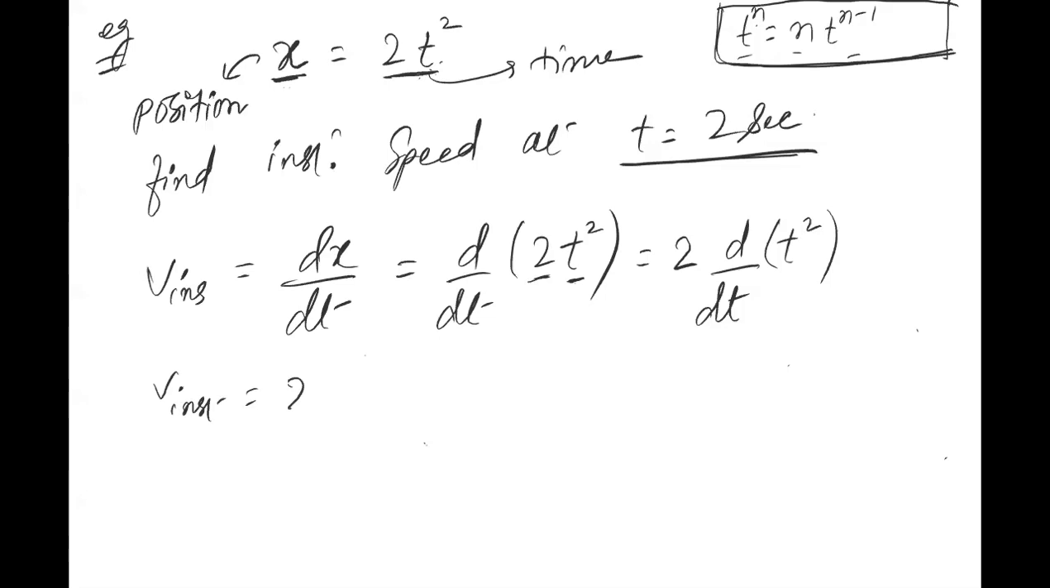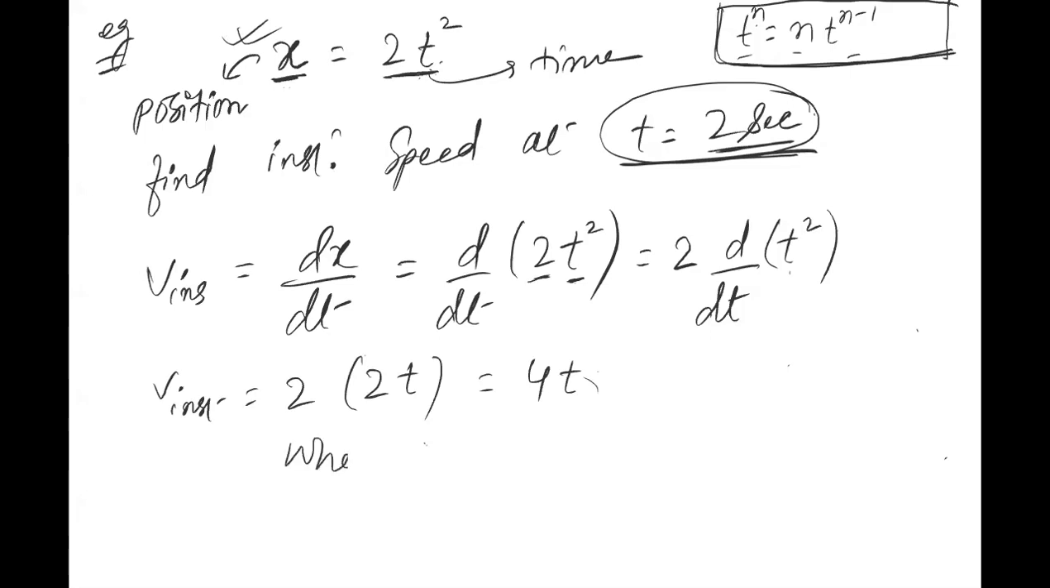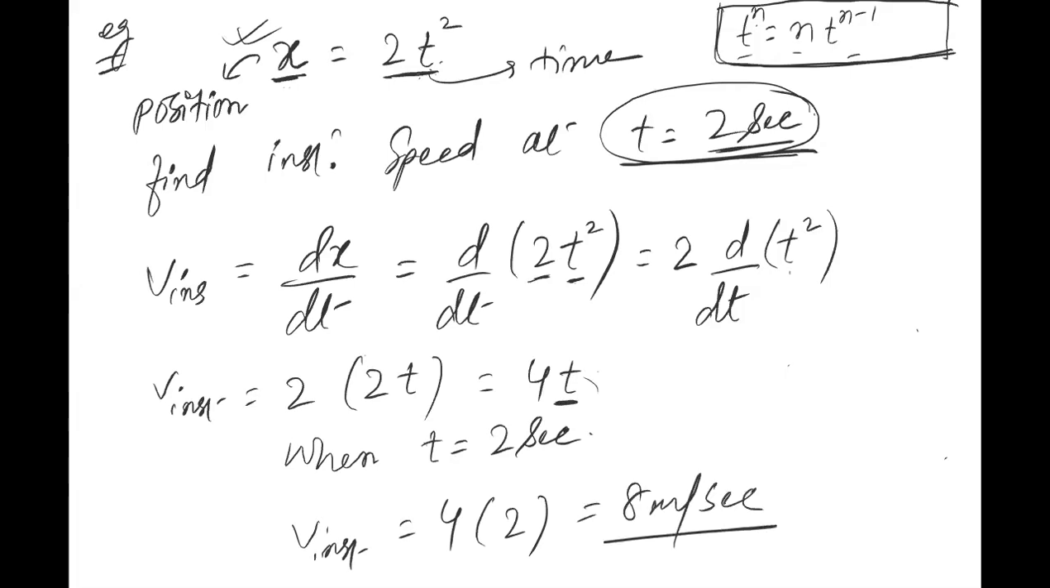V instantaneous can be written as 2 multiplied by the differentiation of t square, which is 2t. That means it will be written as 4t. So we have got an equation for instantaneous speed, right? But where were we supposed to write the value? We were supposed to write it at t equal to 2 seconds. When t is 2 seconds, instantaneous speed would be 4 multiplied by 2. Put the value of t as 2 and you will get 8 meter per second. Is it clear to all? This will be our instantaneous speed.